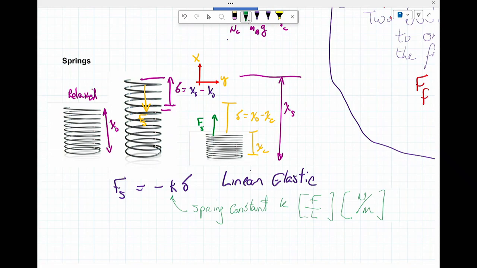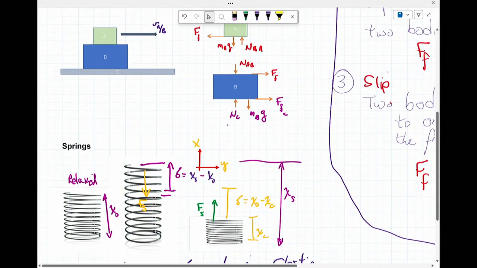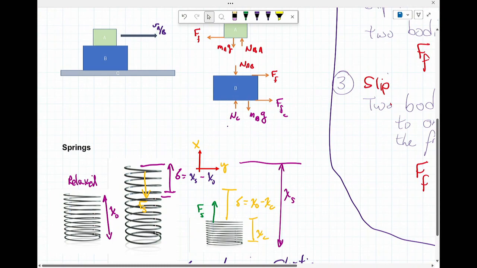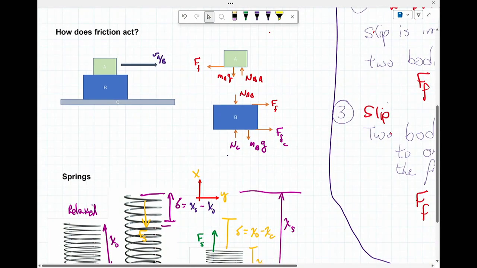Sorry, I just had a question about the part just above. I don't understand why we consider B moving to the right. Like for the friction, yeah, B moving to the left. So for the friction at B. So A is being pulled.